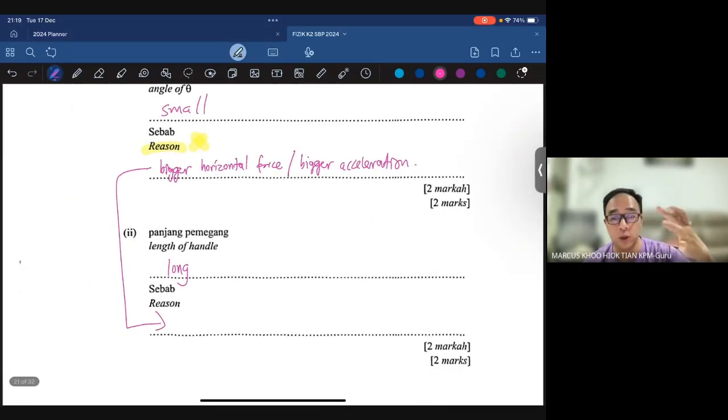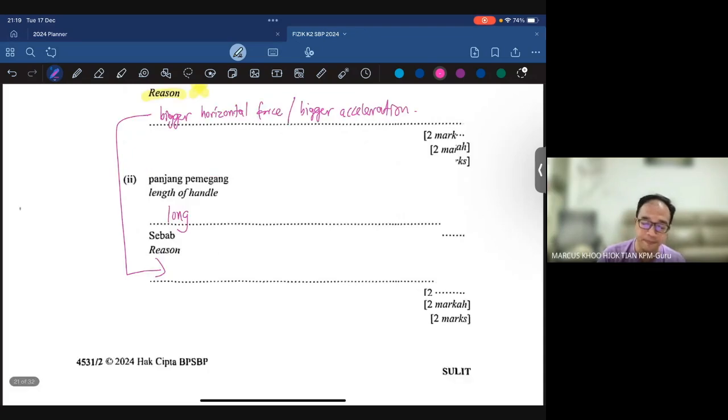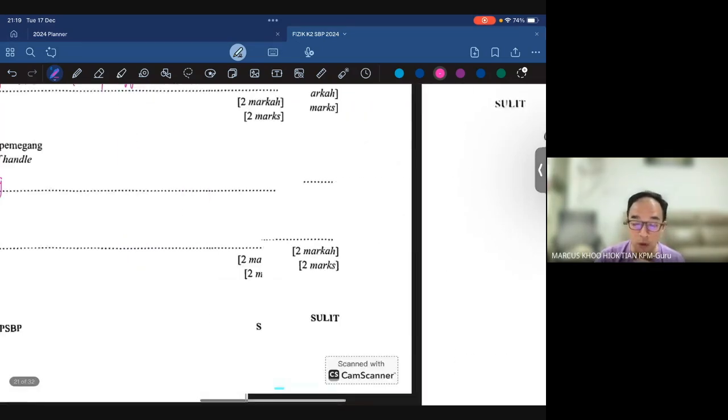So also to remind you all, don't forget you can give the same reason. Okay, for different characteristics is totally fine. Cuma dia punya sebab walaupun dia sama, dia mesti berkaitan. Okay, don't give a random reason yang tiada kaitan langsung lah. Okay. Oh, there's one more, sorry.